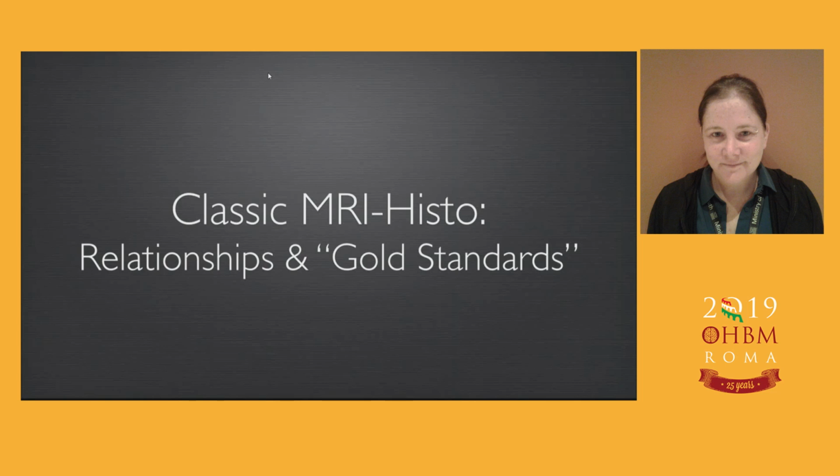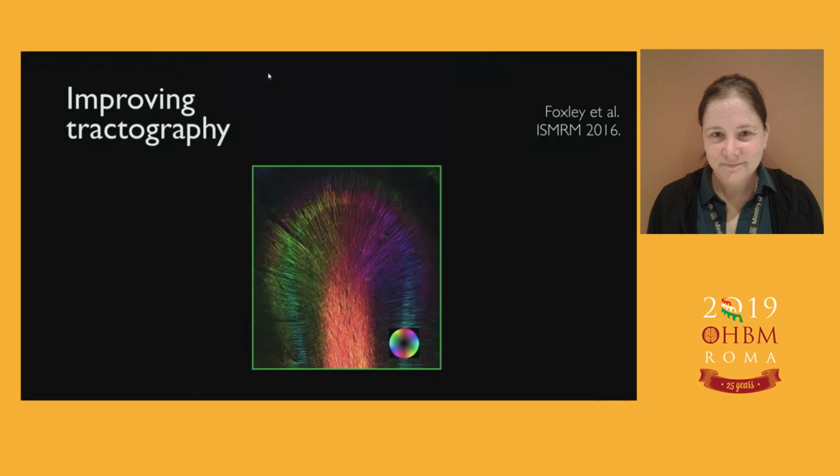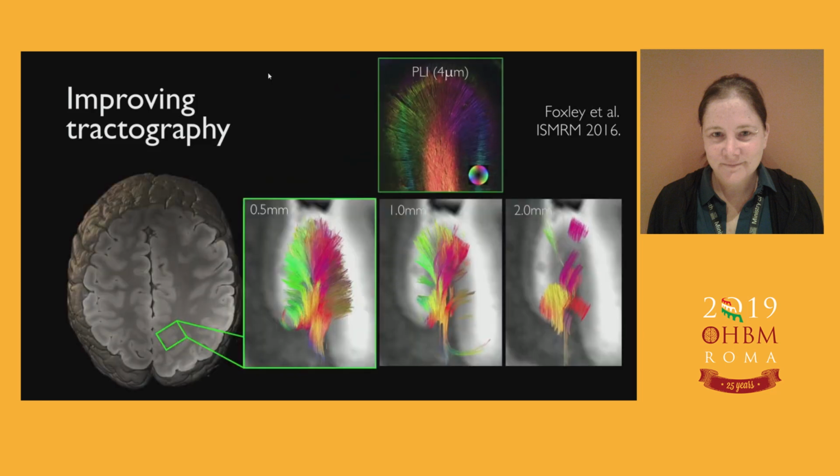So if we start with classic MRI histology experiments, where we'd be looking at, I'm just going to say, relationships and gold standards. So here's a good one. This is polarized light imaging of a gyrus, and you can see color is depicting the orientations, and you get this really beautiful fanning structure.